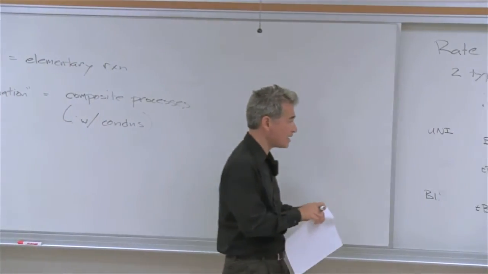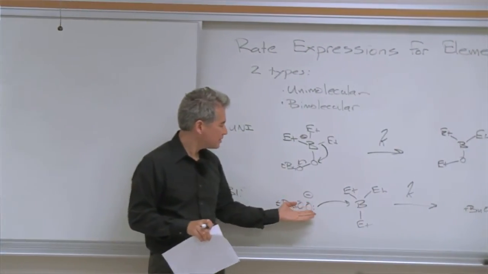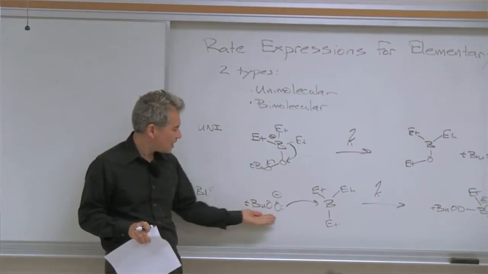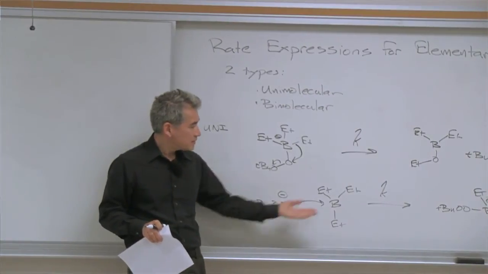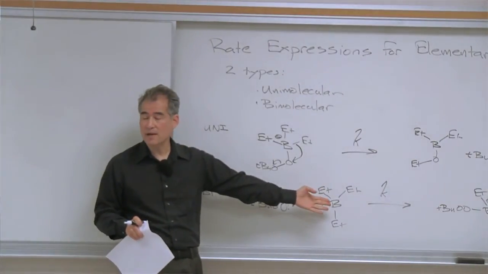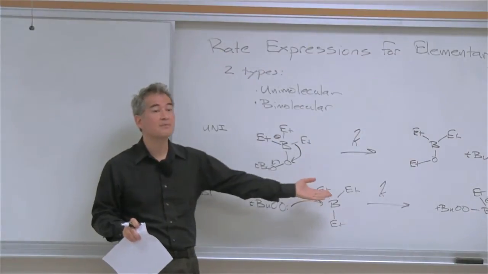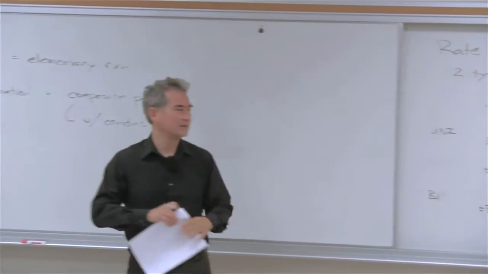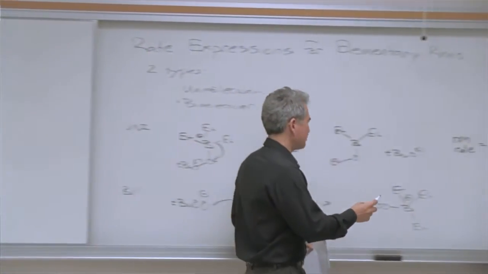Okay, and then on the bottom case, I've got two different components. If I have 10 times more T-butyl hydroperoxide, 10 times faster. If I have 10 times more triethyl borane, 10 times faster. If I have 10 times more of both, 100 times faster. And we write this differently.